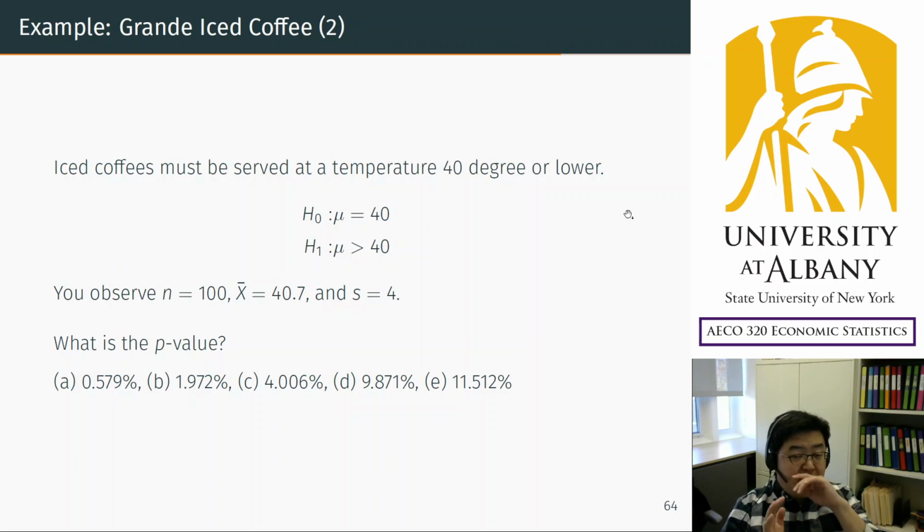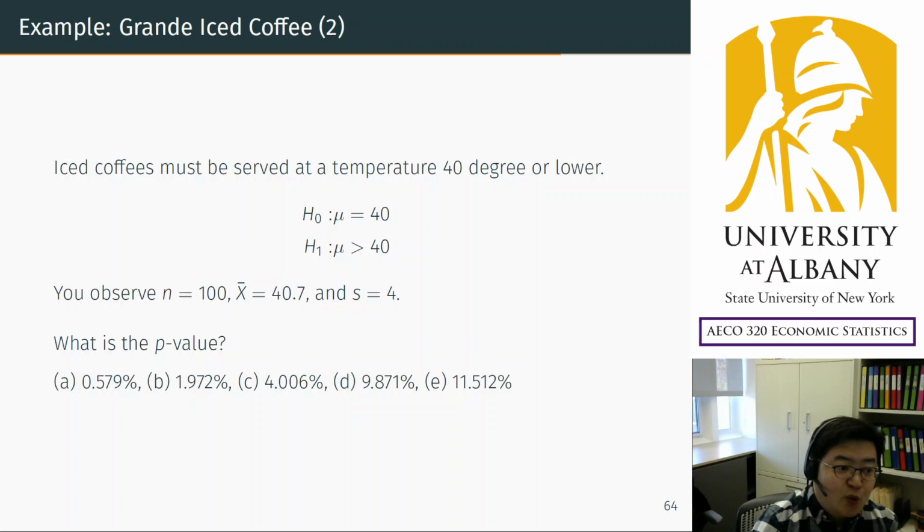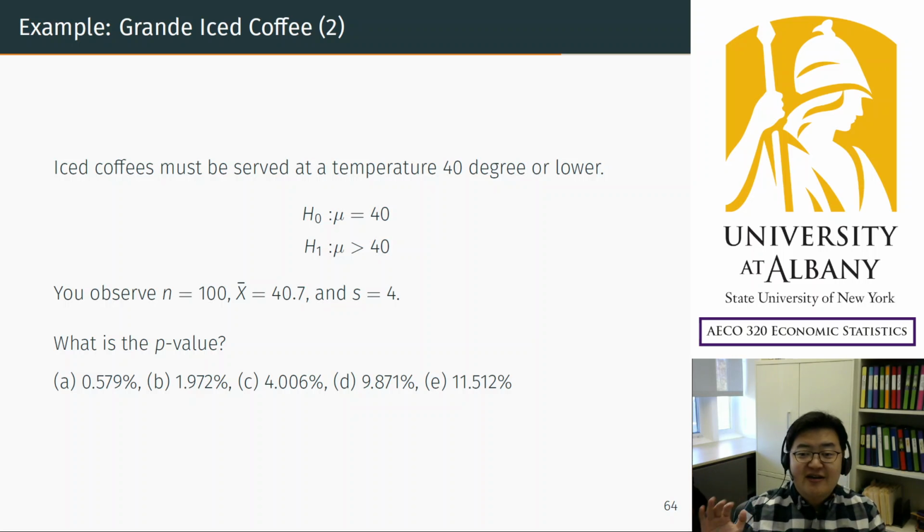Okay, then let's study the upper tail test in a similar context. Now, suppose that there is another customer complaining that iced coffee is not cold enough. I don't know if it's true or not, but just suppose that the temperature of an iced coffee must be 40 degrees or lower.